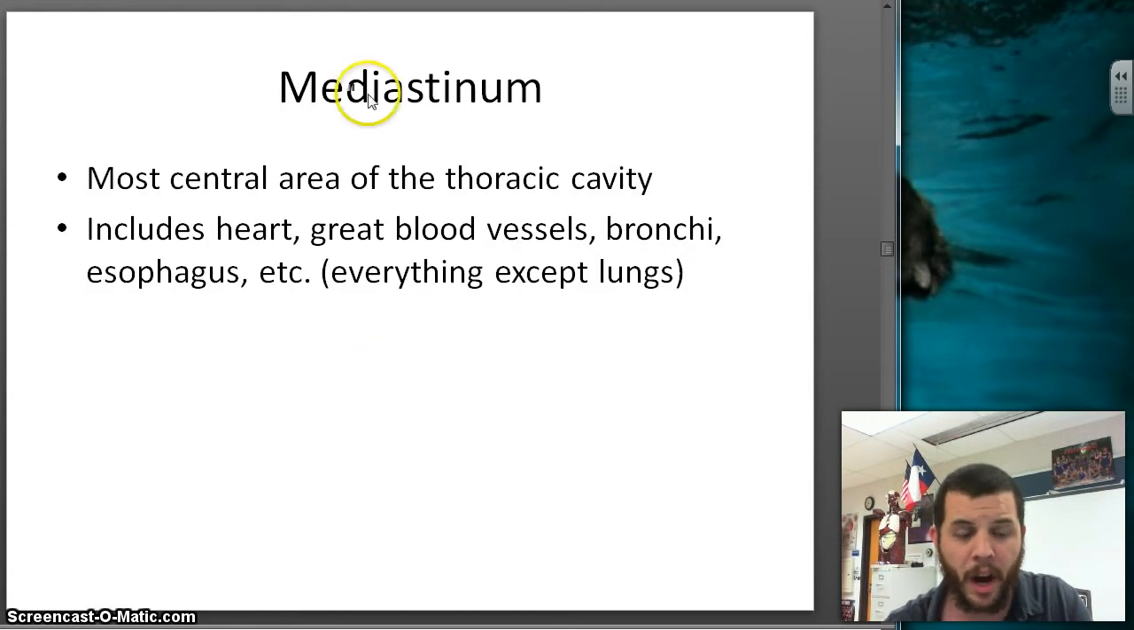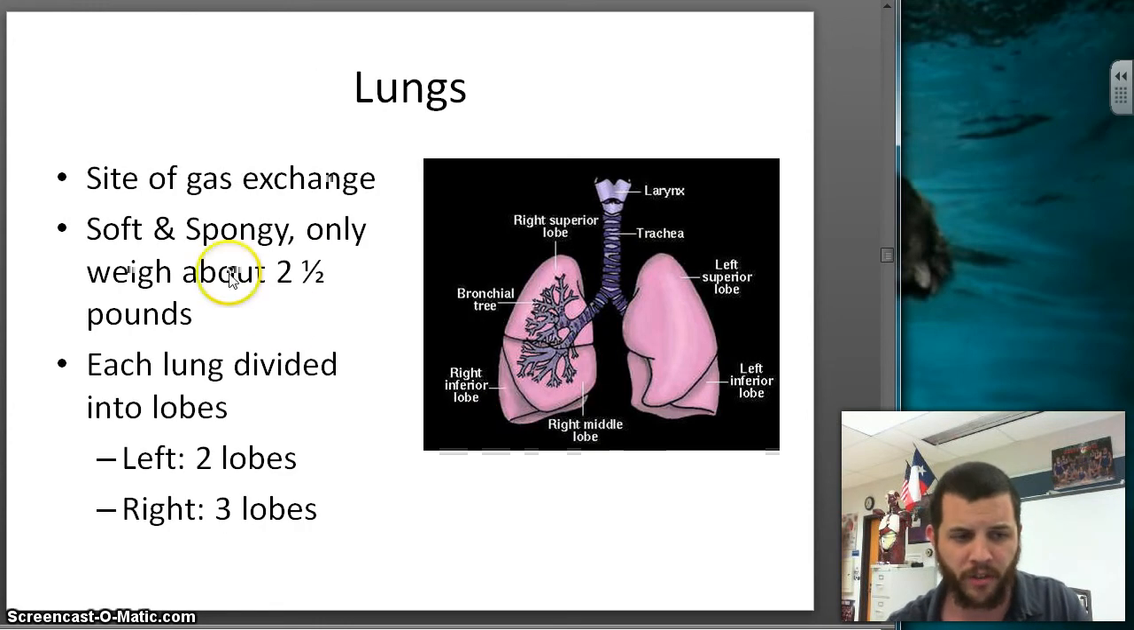The mediastinum is the most central area of the thoracic cavity. It's going to include the heart, your great blood vessels like your aorta and things like that, bronchi, esophagus, so on and so forth. As far as the lungs themselves go, this is where gas exchange actually occurs.